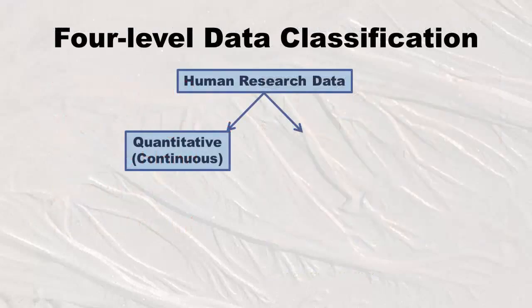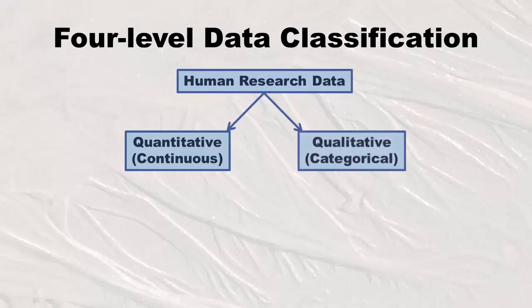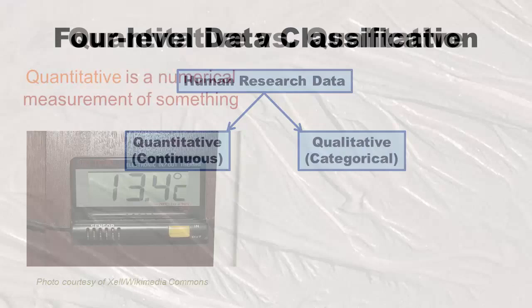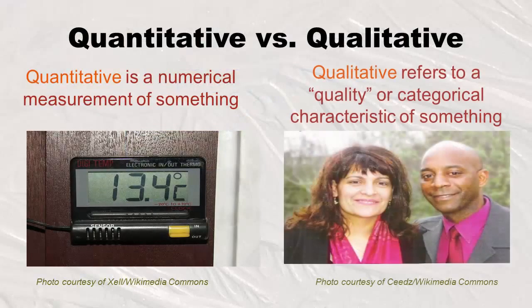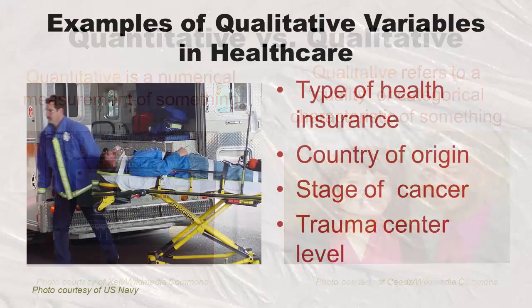So that's one side. What if it's not quantitative? What else could it be? Well, the only other category it could be is categorical or qualitative. I use the term qualitative, but some people use the term categorical. It's a quality of something or a characteristic of something, like sex or race.